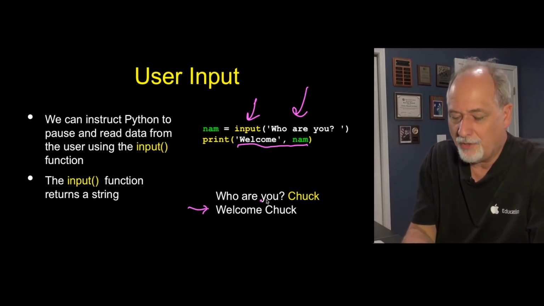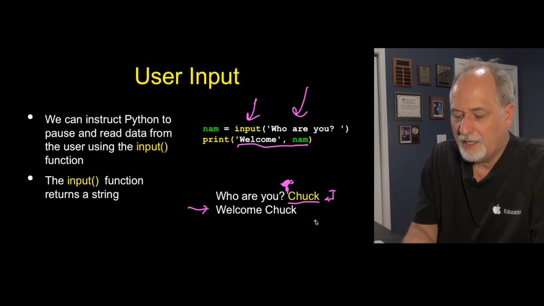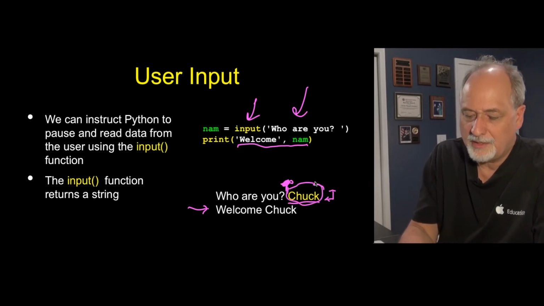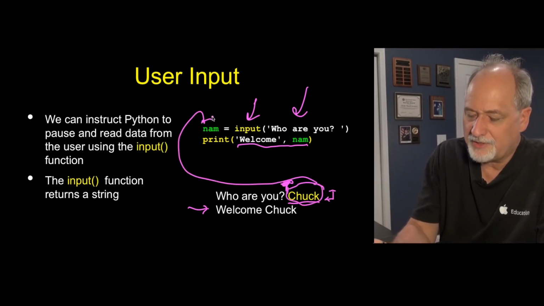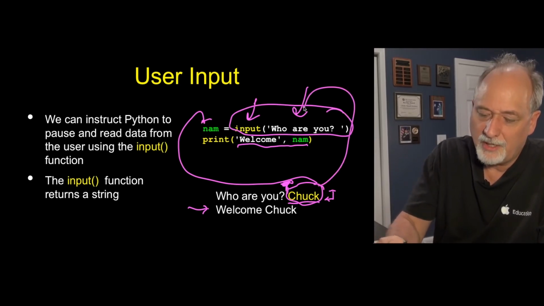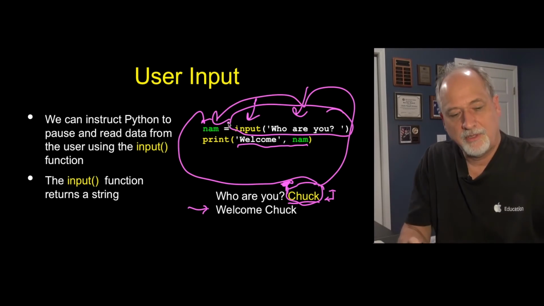So it says, who are you? And then right here it just sits, waiting for us to type something. So we type blah, blah, blah, and then hit the enter key. We hit the enter key, and then this text ends up in this variable. So this is an assignment statement: Chuck, the result of the input call, gets copied into the nam variable.